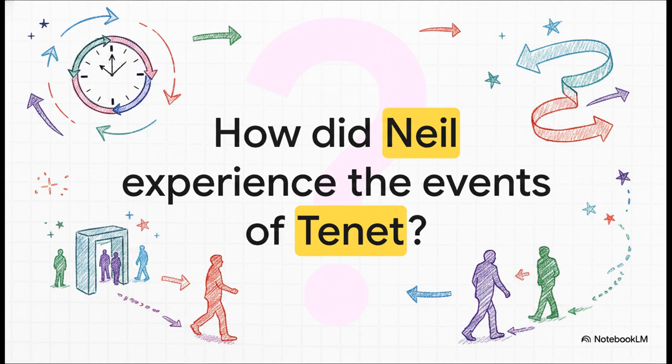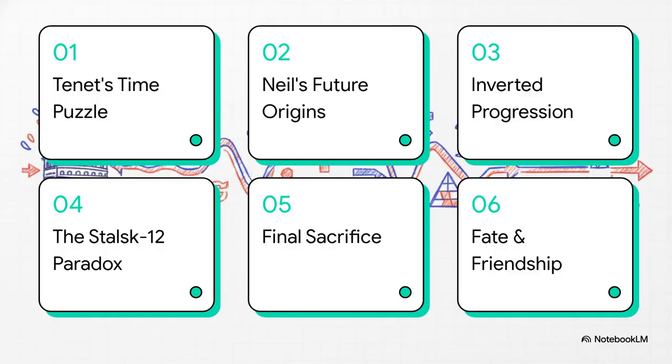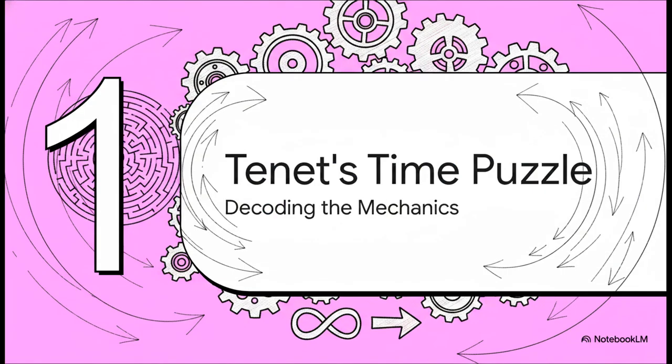Because while the movie flows forward for our main character, the protagonist, Neil is actually living in a completely different reality, hidden just beneath the surface of the plot. Here is how we're going to break this cinematic knot down. 1. Decoding Tenet's time puzzle. 2. Neil's hidden future origins. 3. Neil's inverted progression. 4. The Stalsk 12 paradox. 5. The final lockpick sacrifice. And 6. Fate, reality, and friendship.